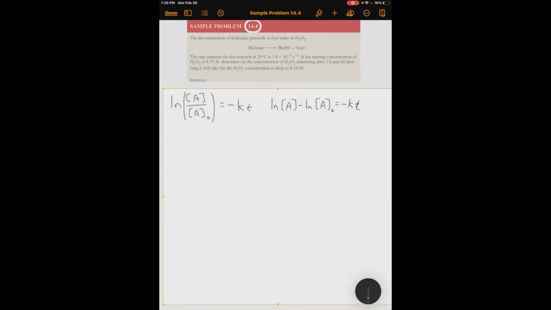All I've done is I've separated out the natural log terms, A and A naught, so that we now have ln of A minus ln of A naught, or A0, is equal to minus kT. So we can use either of those two equations, and we'll pick the one that is more convenient for us. So let's look at part A.